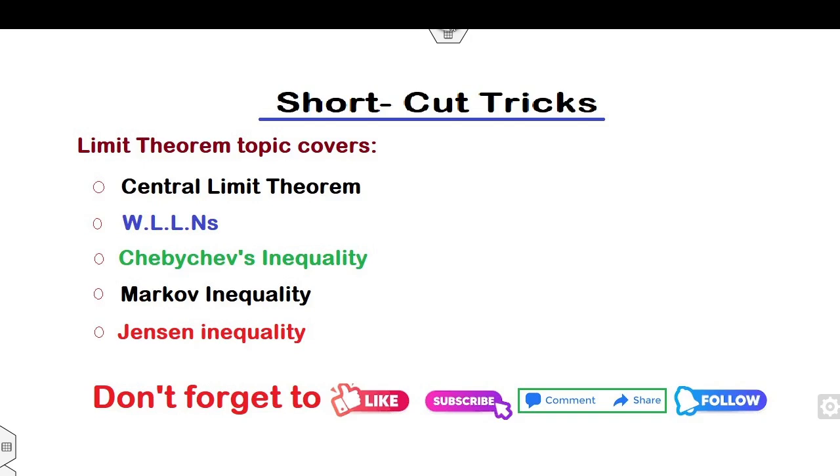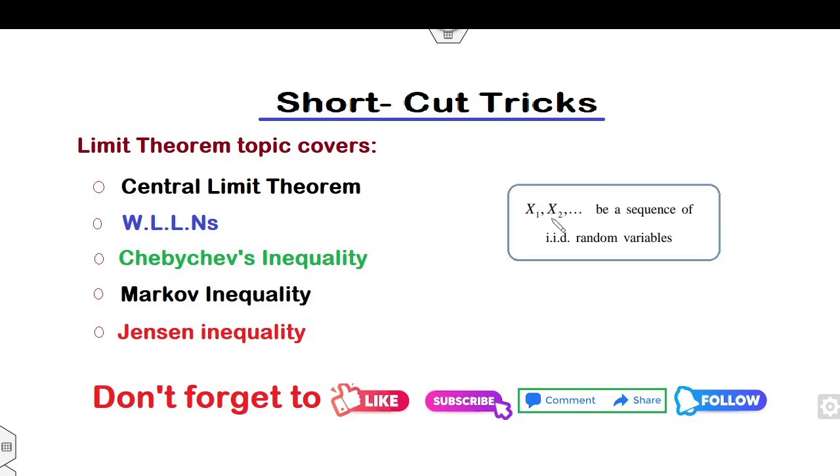We will cover all these topics in this lecture, but the first question that arises is how you can identify under what conditions in your examination you can apply these theorems. First of all, whenever you see problems related to sequences of IID or sequences of independent random variables, then you can apply either of these inequalities.